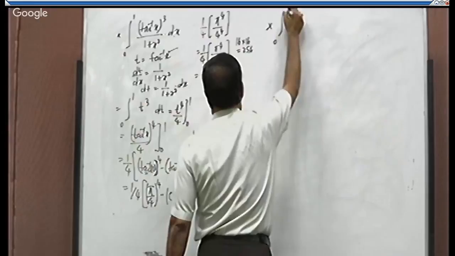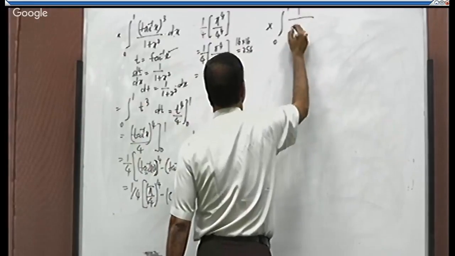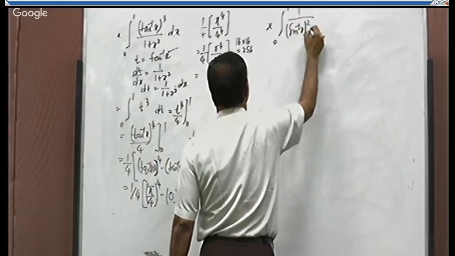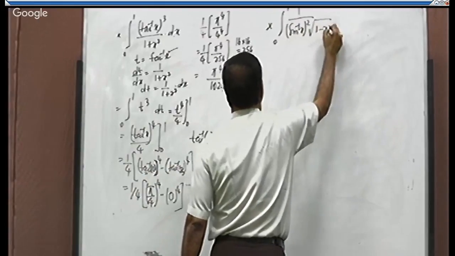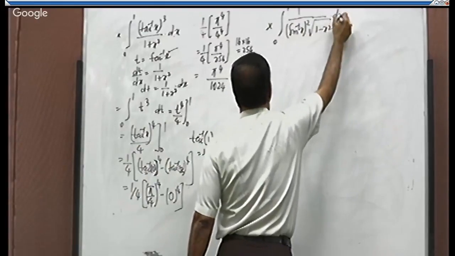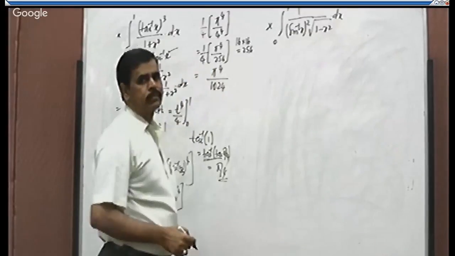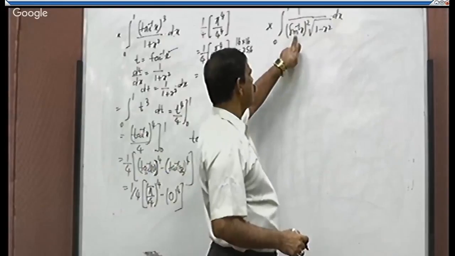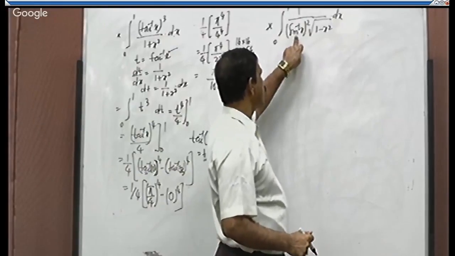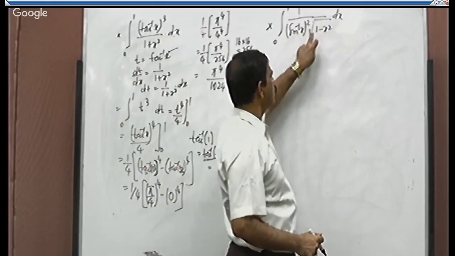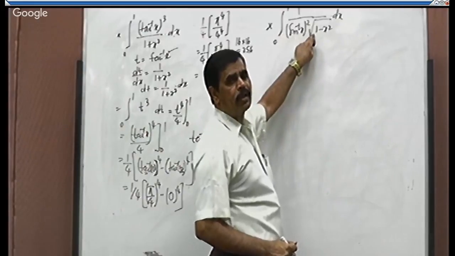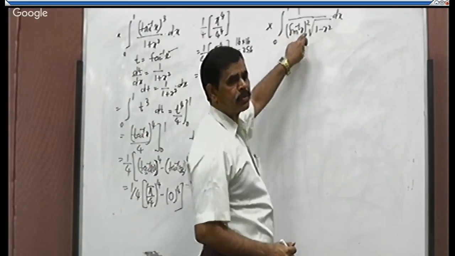Zero to 1, 1 by (sin inverse x) whole square into root of 1 minus x square into dx. So we can observe that for sin inverse x, the derivative is 1 by root of 1 minus x square. Function and its derivative are here. Therefore, we have to go for the substitution method.